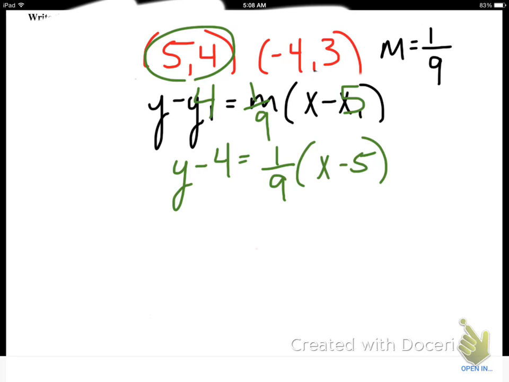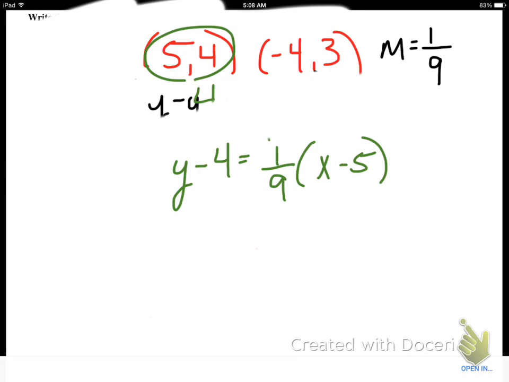Now, everybody out there seems to have an issue with fractions. And when you do these problems, you get fractions a lot because slope is often expressed as a fraction, as a rise over a run.